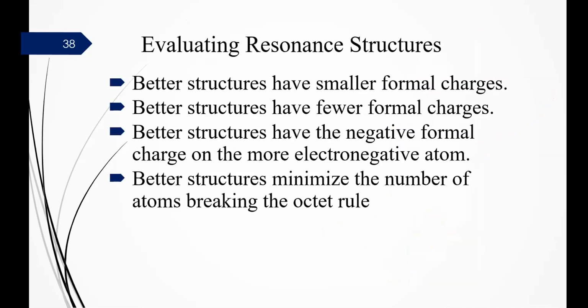So when you evaluate your resonance structures, it's better to have smaller formal charges, fewer formal charges, and have the negative formal charge on the most electronegative one. Our best structure should minimize the number of atoms breaking the octet rule. And we're going to talk about how you can break the octet rule in just a second.